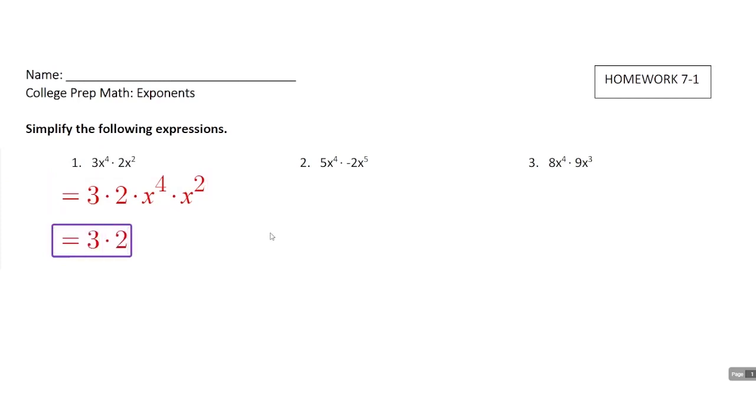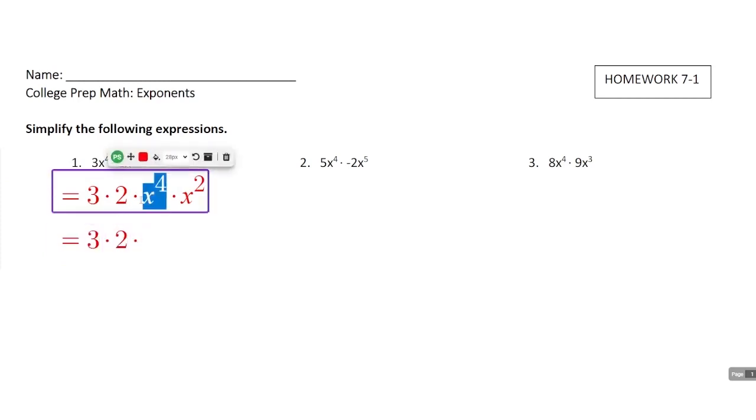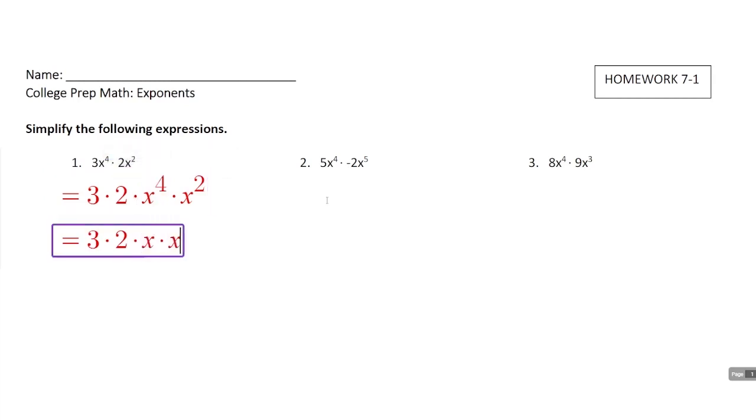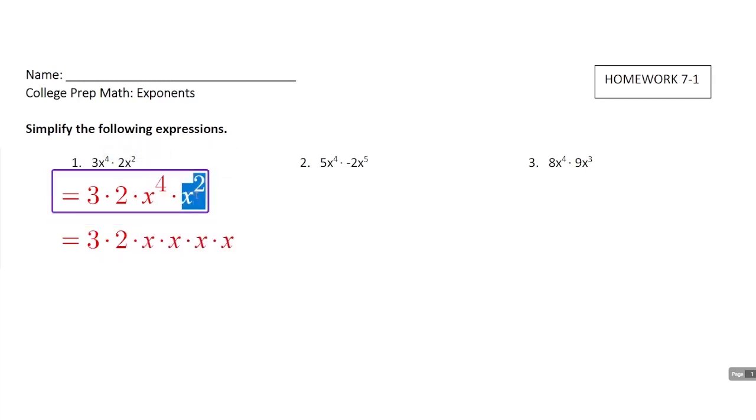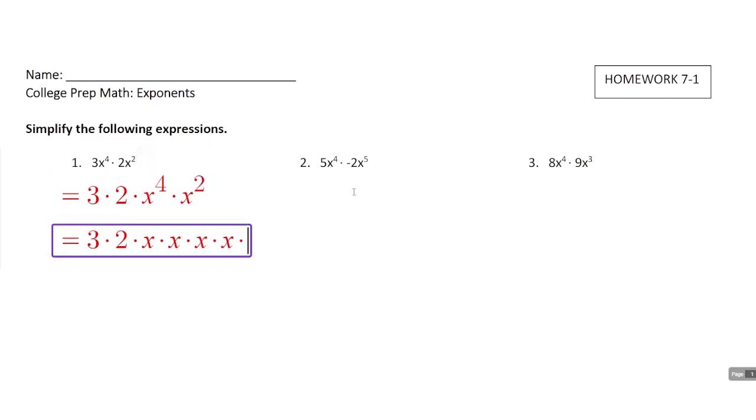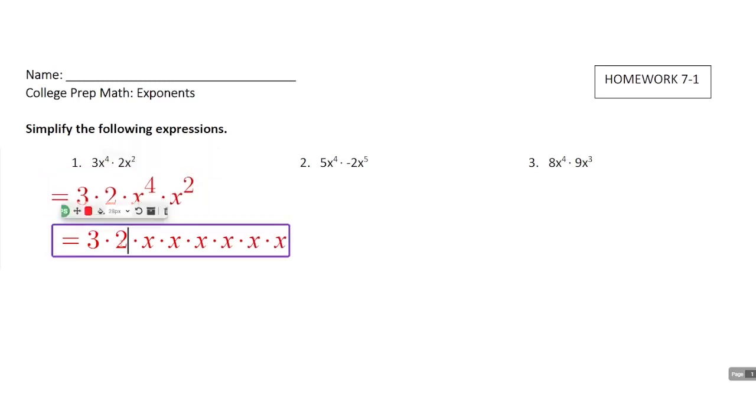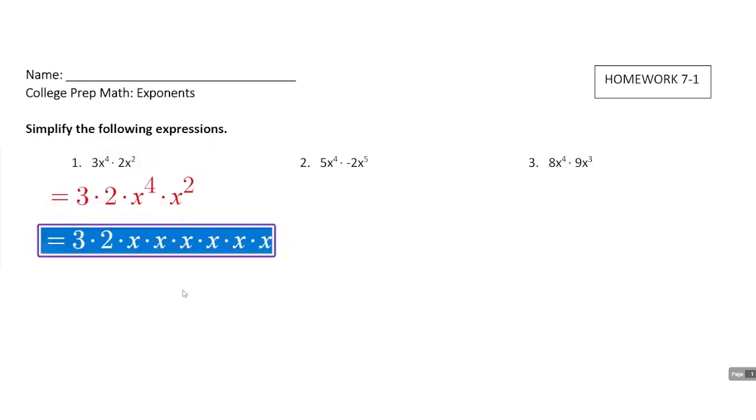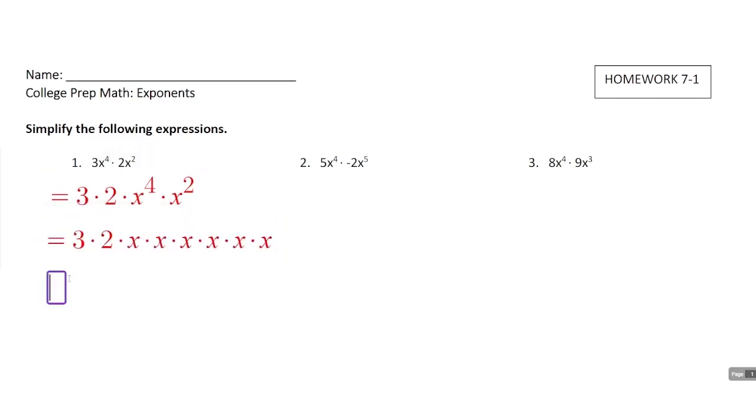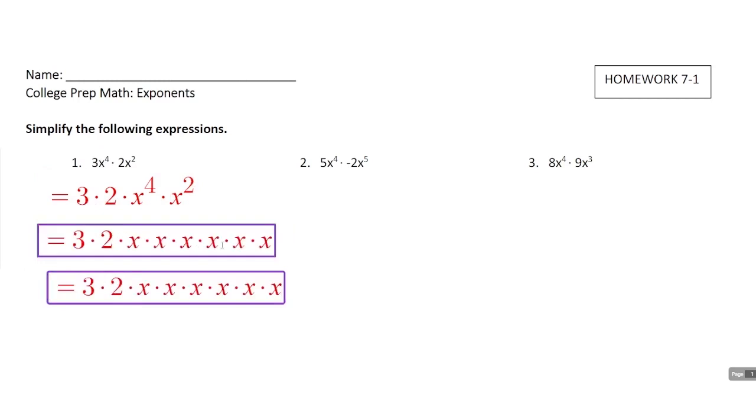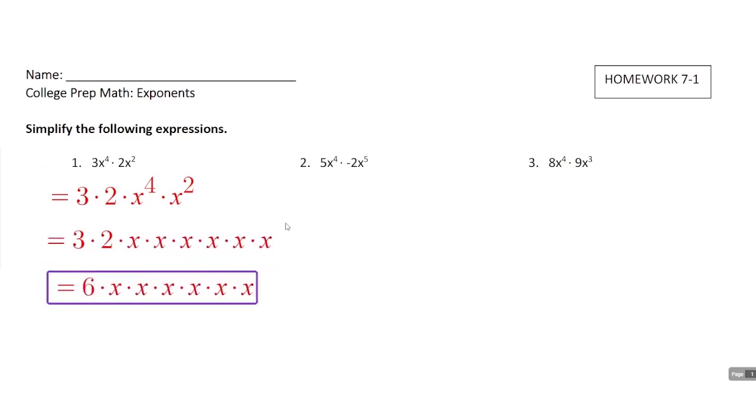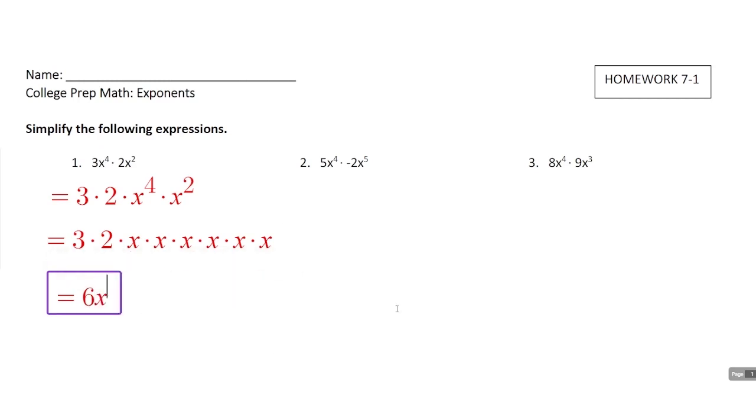So I have 3 times 2 times, and then this one right here is going to give me 4 x's. And then the second one, x squared, will give me 2 more x's. Now I'm ready to go ahead and start to simplify this. 3 times 2 is 6. So after you expand it, now we're going to just start doing the multiplication, just kind of bring everything back together. Notice here how you have 1, 2, 3, 4, 5, 6 x's. So it's going to be 6x to the sixth.